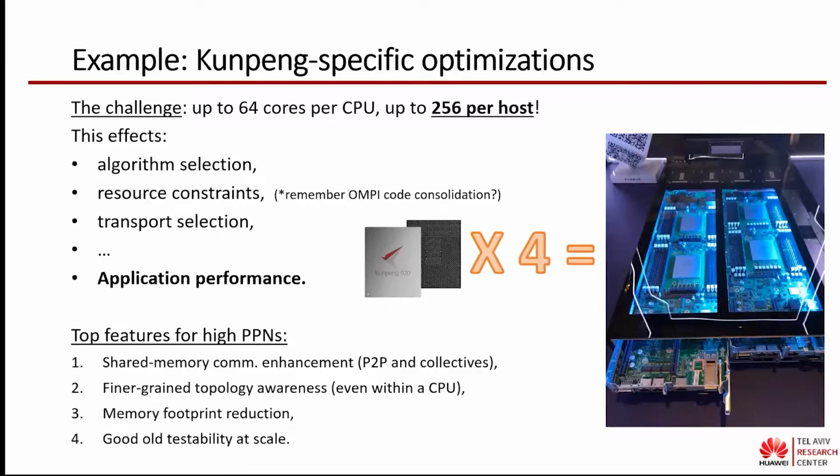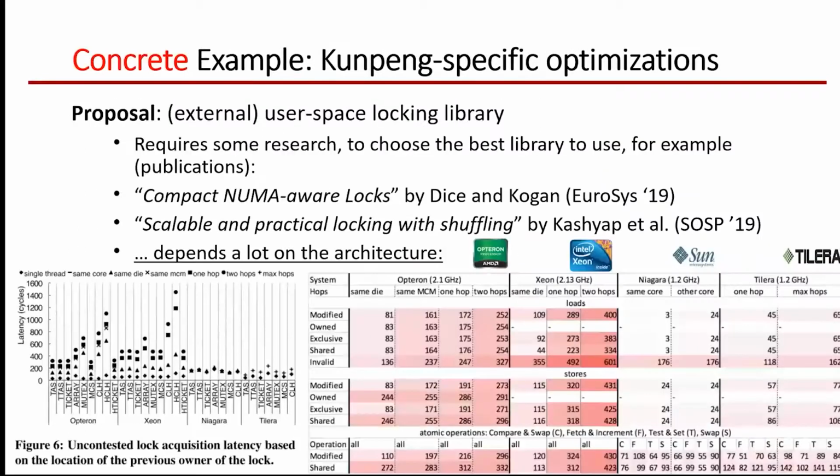Some concrete example of what I want to do sooner or later. This slide is not as new as I would like. I've proposed it a while back, and I still haven't gotten around to actually doing that. Concrete example, Kunpeng specific optimizations. We really want to improve the way we do locking between processes, because as you can imagine, when you have a lot of processes on the same CPU, this becomes a big deal. So there are quite a few publications on that, and we're not going to reinvent the wheel. We're just going to take some open source wheel and stick it on the wagon.